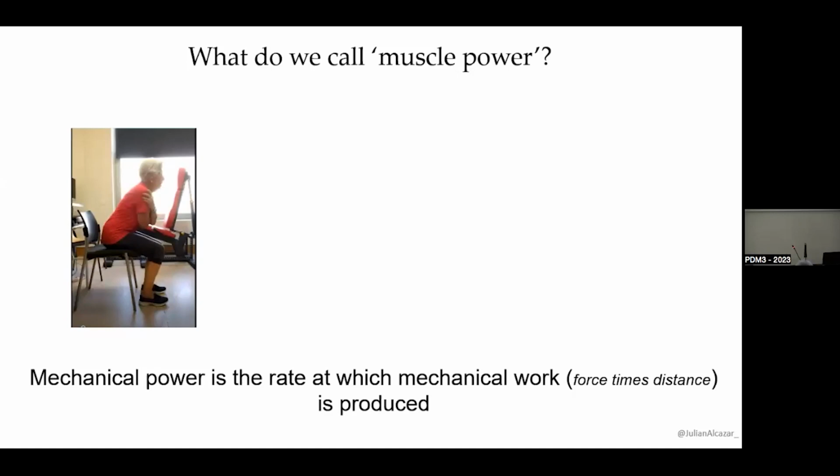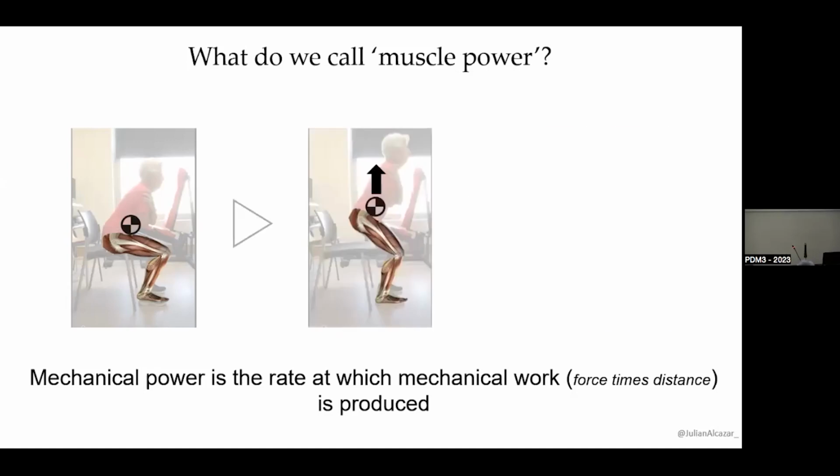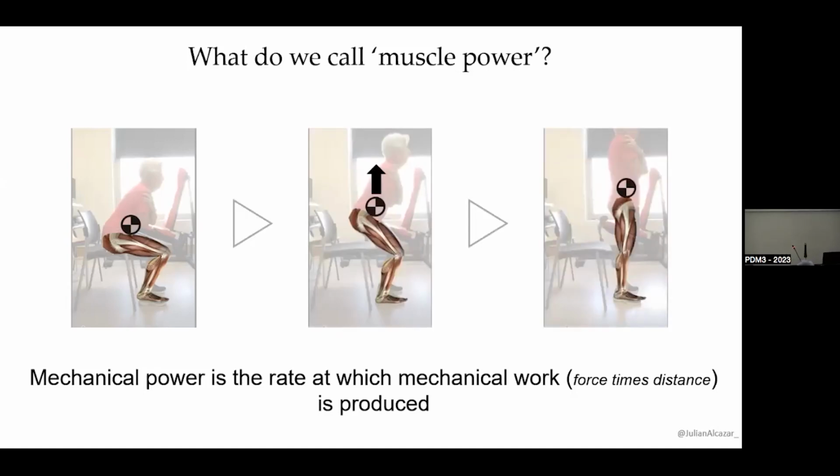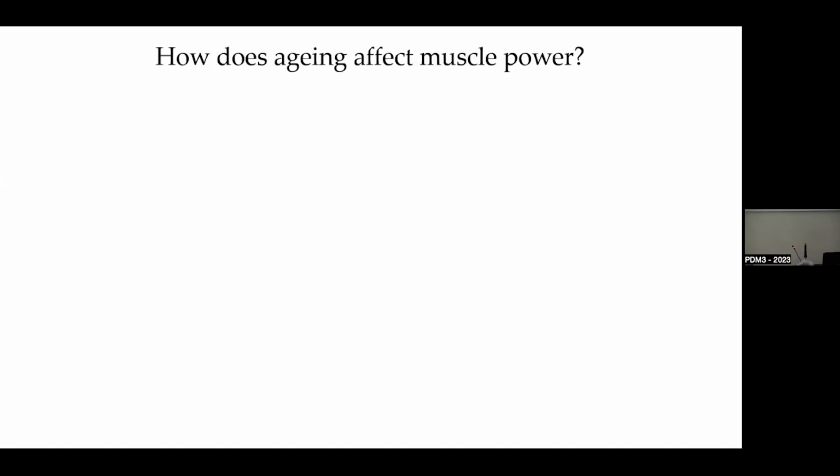During a functional task, like the sit-to-stand test, we need to use our muscles to produce force, and that force will produce joint rotation and movement, and we need to lift up our body mass, right? So this leads to a movement that, if it is faster, implies that you produce a greater physical performance and greater muscle power. How does aging affect muscle power?